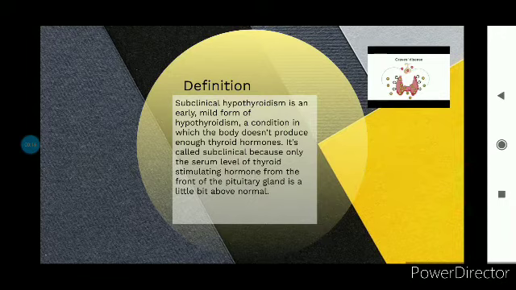First, definition. Subclinical hypothyroidism is an early, mild form of hypothyroidism, a condition in which the body doesn't produce enough thyroid hormones. It is called subclinical because only the serum level of thyroid stimulating hormone from the pituitary gland is a little bit abnormal.